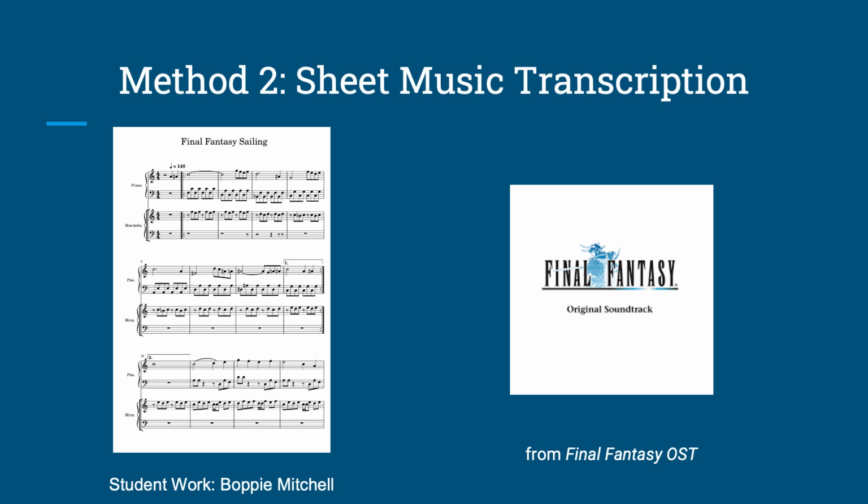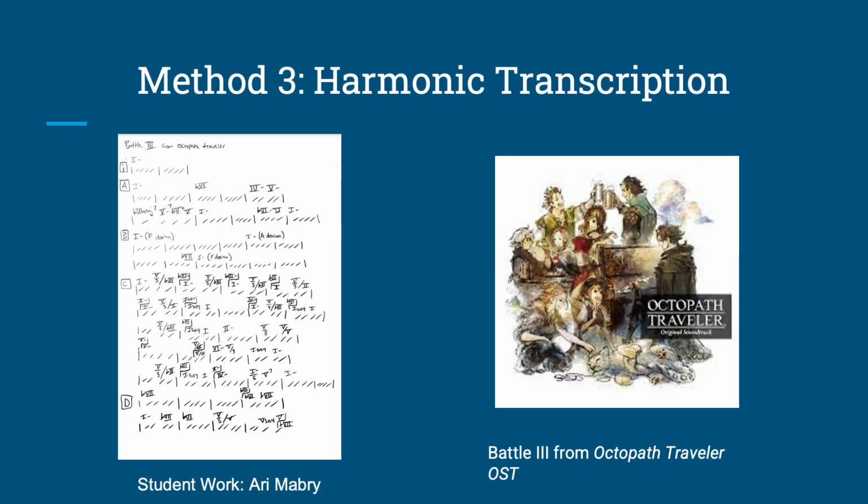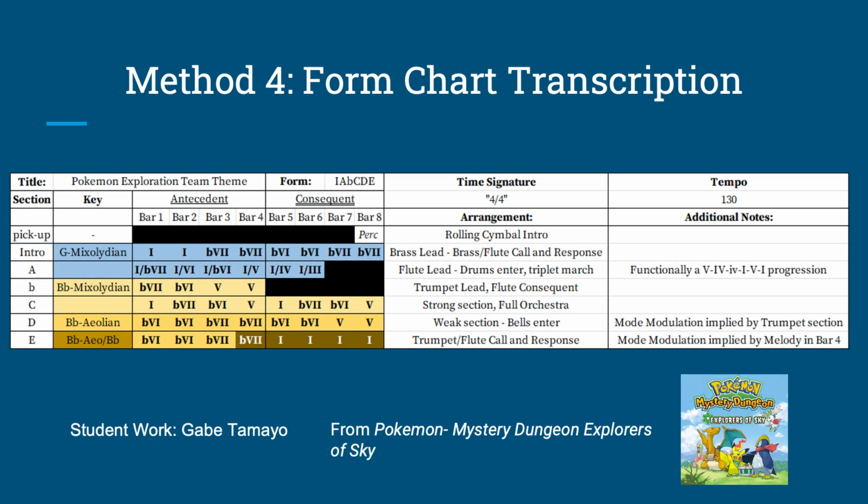Method 2, sheet music transcription. So you're doing a fully notated transcription. And then harmonic transcriptions. You can transcribe the harmony, all laid out here. That's from Octopath Traveler. Method 4, form chart transcription. That's a new one, so I want to see some form charts out there after this talk.